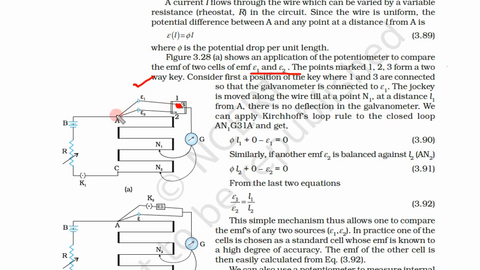This first cell is now connected to the galvanometer, and the galvanometer is connected to a jockey which we touch on the wire at different places. Now the jockey is moved along the wire till a point N1 at distance L1. So we find a point N1 which has some distance L1 from A. There is no deflection in the galvanometer.